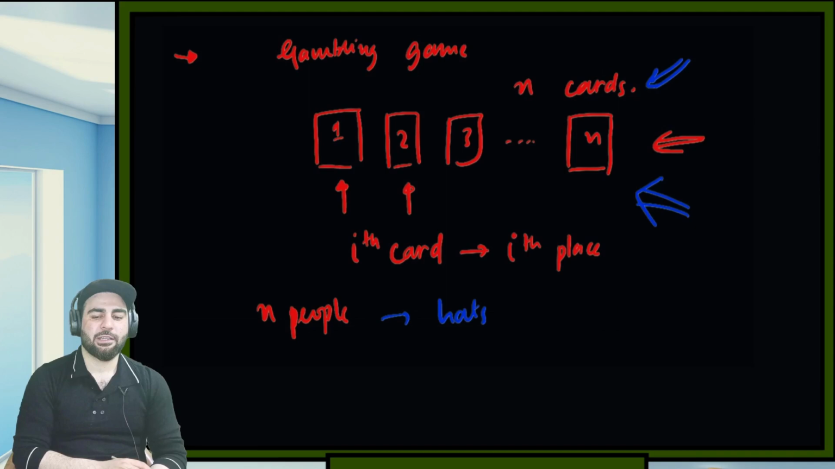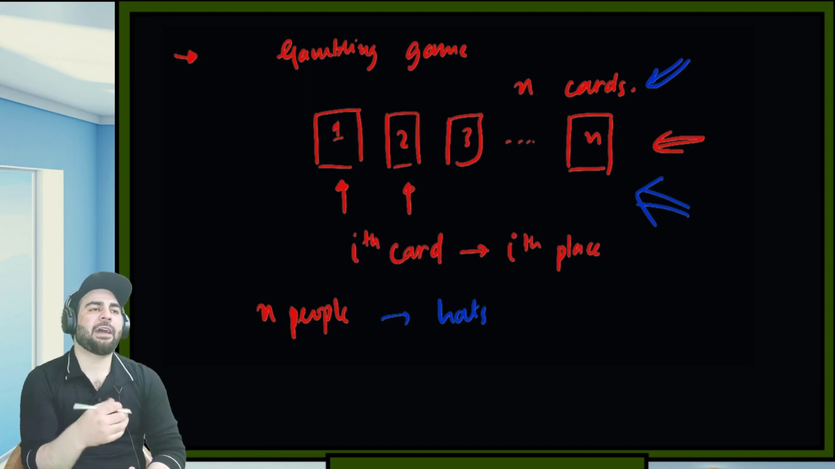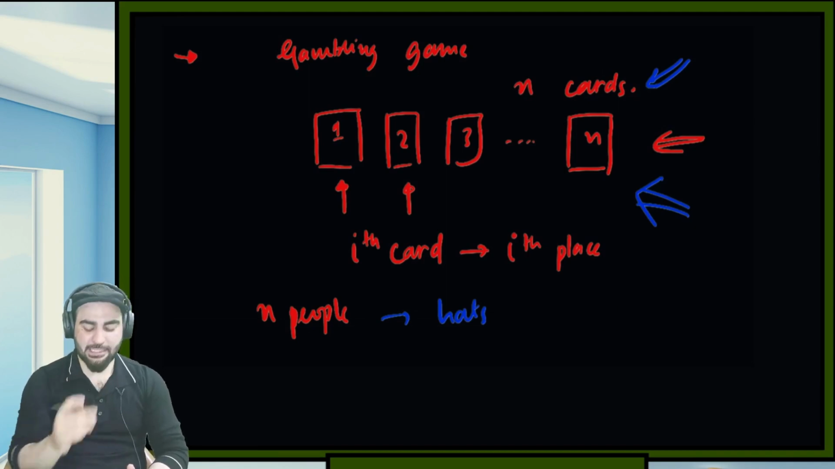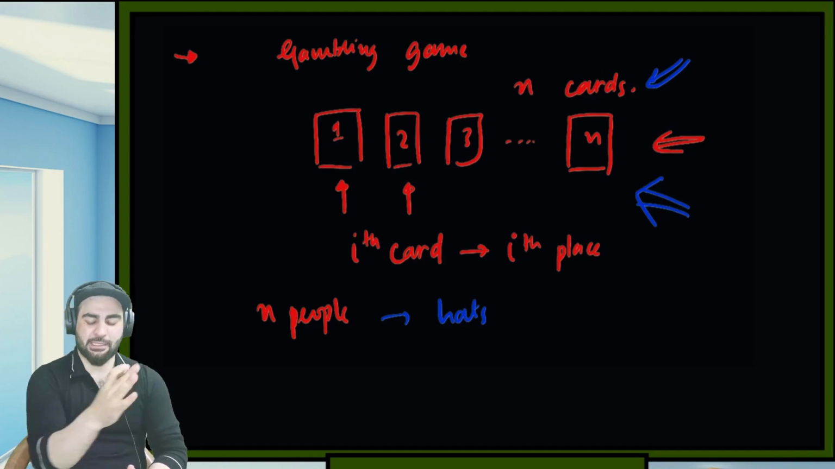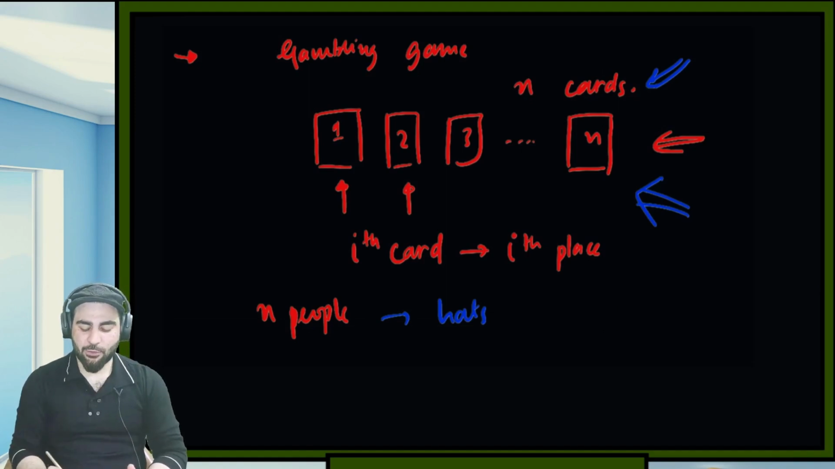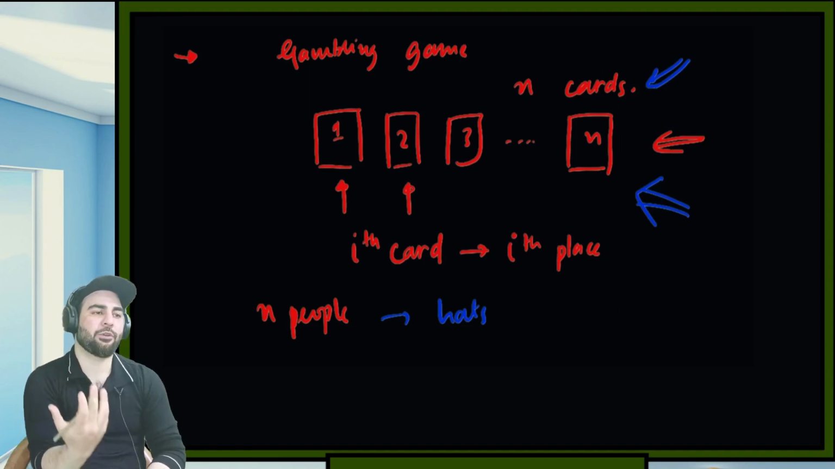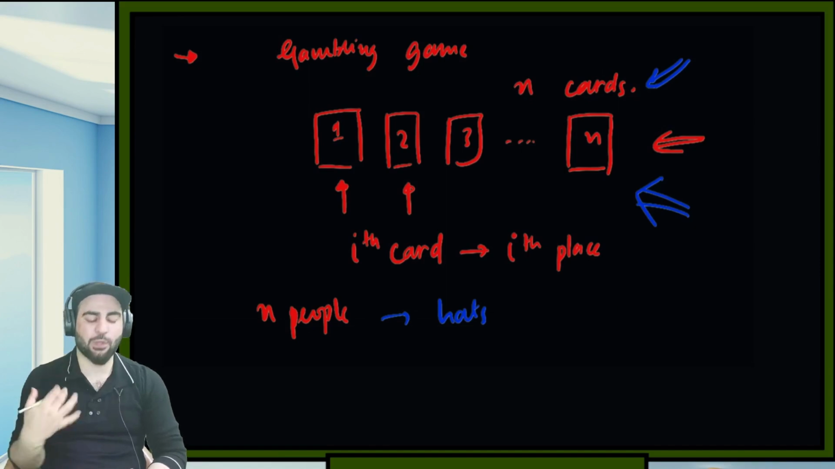The question was, you will win the game if at least one card appears at its place. Let's suppose card number 1 is at the first place, or card number 2 is at the second place, or card number 3 is at the third place. Basically, if the ith card after shuffling is still at the ith place, then we call this a winning game. You will win the game. So this is one version of this gambling game.